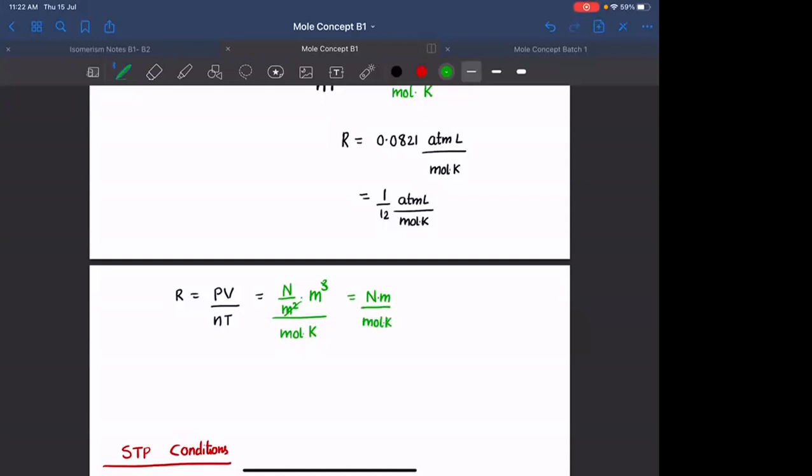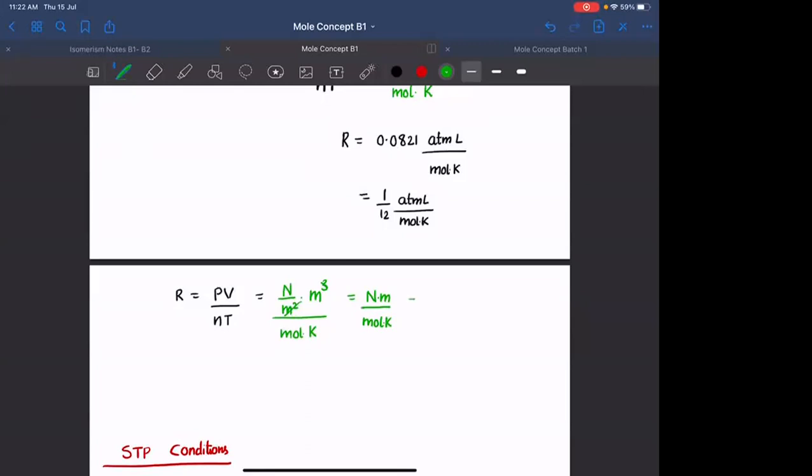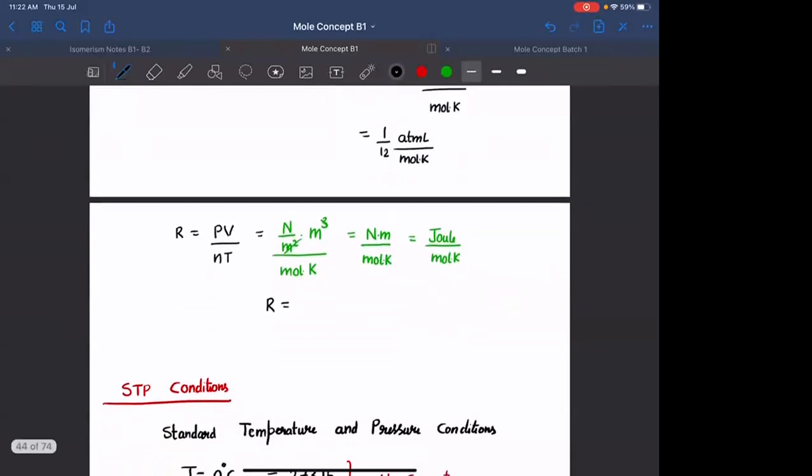What is Newton meter equal to? Newton is force, meter is distance. What is force into distance? Work. The unit of work done is nothing but joule. So what is the other unit of R? It is joule per mole Kelvin. And in this particular unit, the value of R becomes 8.314 joule per mole Kelvin. Again, for problem solving purposes, I can take this value as 100/12.